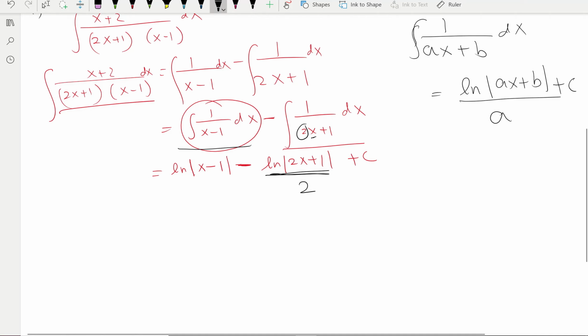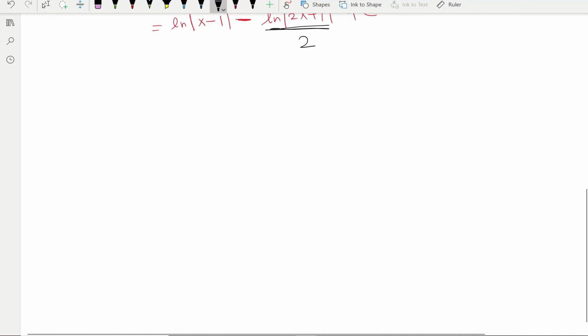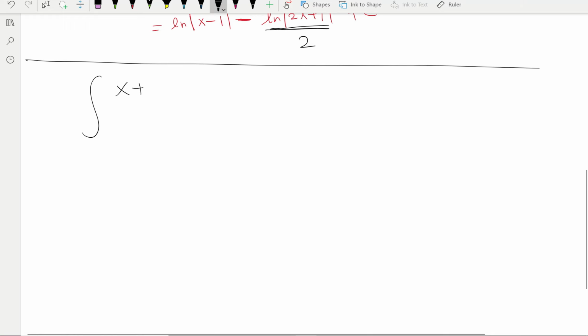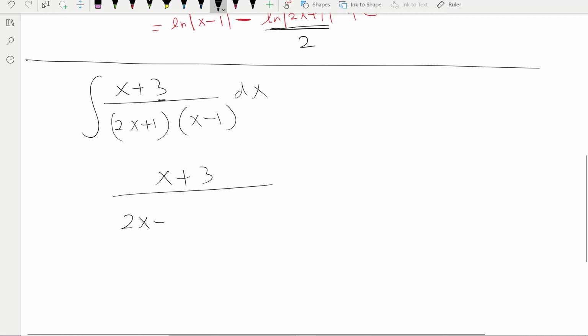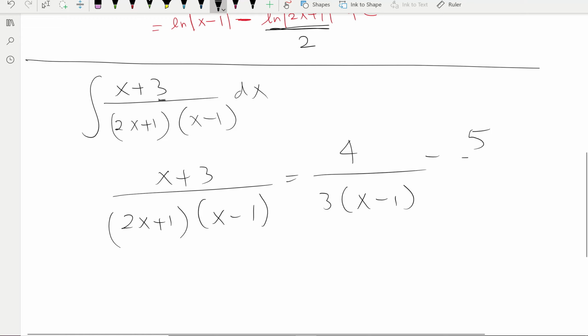All right, one more problem, just to make sure that you understand the integration. We have to integrate x plus 3 over 2x plus 1. Same case, but I changed a few numbers here. So you do the partial fraction decomposition first. You can do it by yourself, try to do it by yourself. I will give you the answer, and I will focus on the integration.